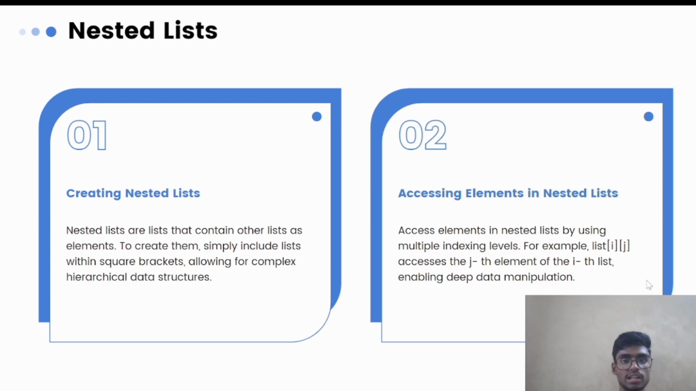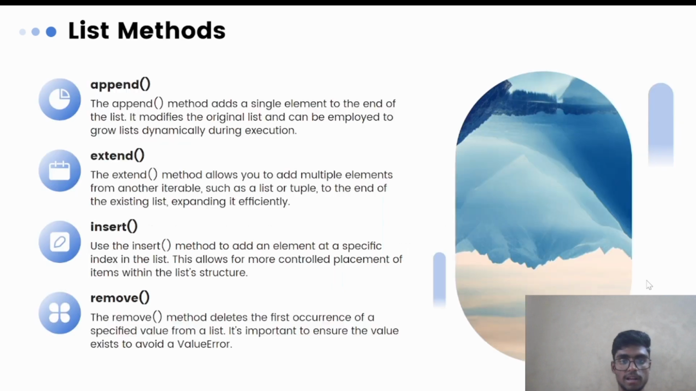How can we create a nested list? Nested lists are lists that contain other lists as elements. To create them, include lists within square brackets, allowing for complex data structures. Accessing elements in a nested list is done by using multiple index levels. For example, list[i][j], where i is the row and j is the column, enables deep data manipulation.